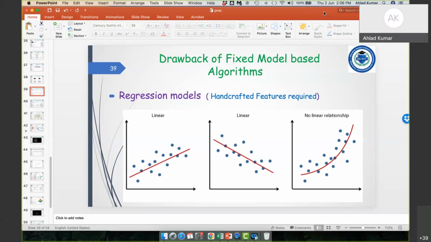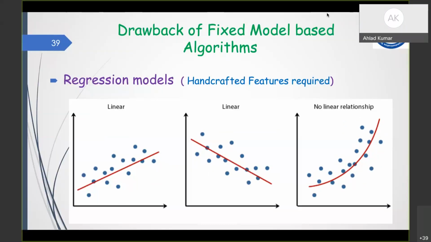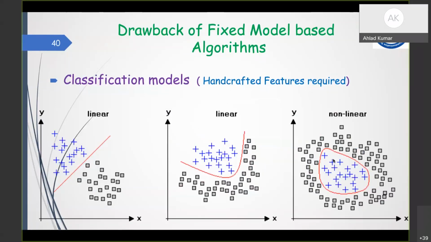So let me first make this screen. So this is basically the point where I left last time. So here, as I was discussing, the handcrafted features I was discussing last time. These handcrafted features are important, and without that, it's very difficult to carry out the task of a machine learning model. So this was the case in regression, and this is the case for the classification model.